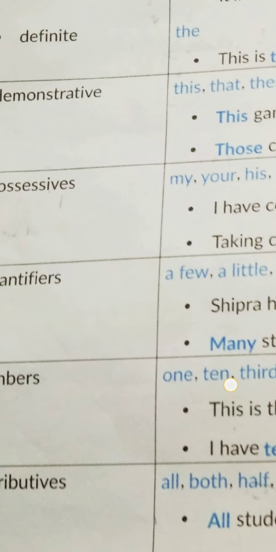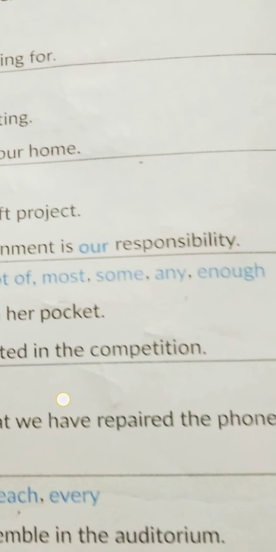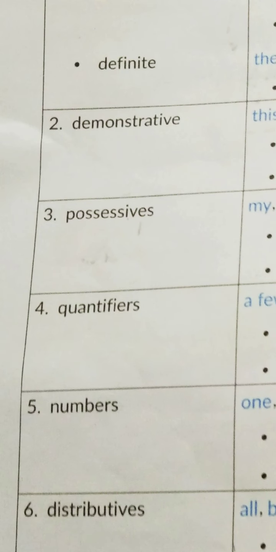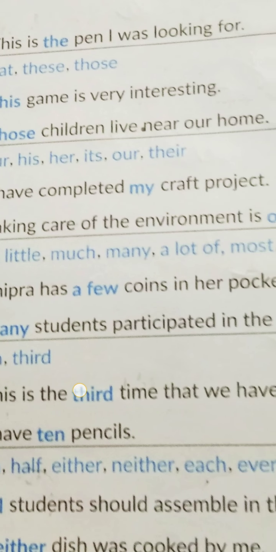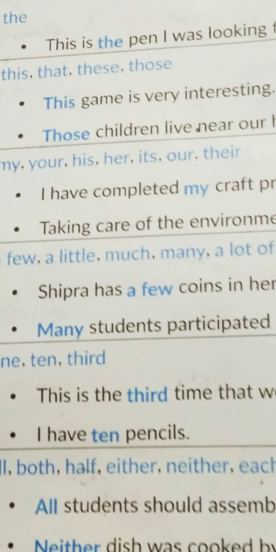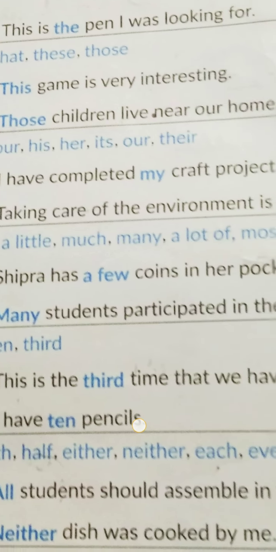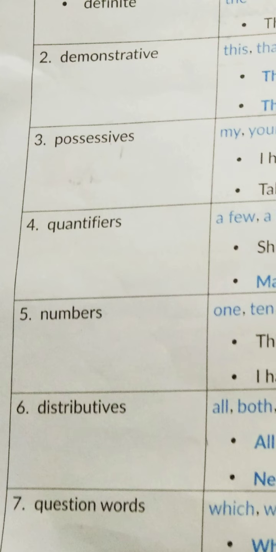Next is quantifiers: a few, a little, much, many, a lot of, most, some, any, enough. These will be termed as quantifiers, which are again determiners. Like, Shipra has a few coins in her pocket. A few coins means, you always remember that if I say only few, that will be negative, almost nothing. But when I say a few, it is positive, meaning something is there. Now, many students participated in the competition. Again, it's a quantifier.